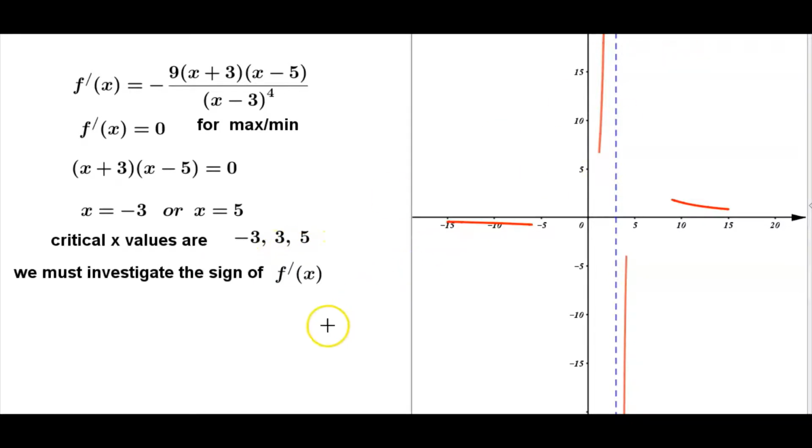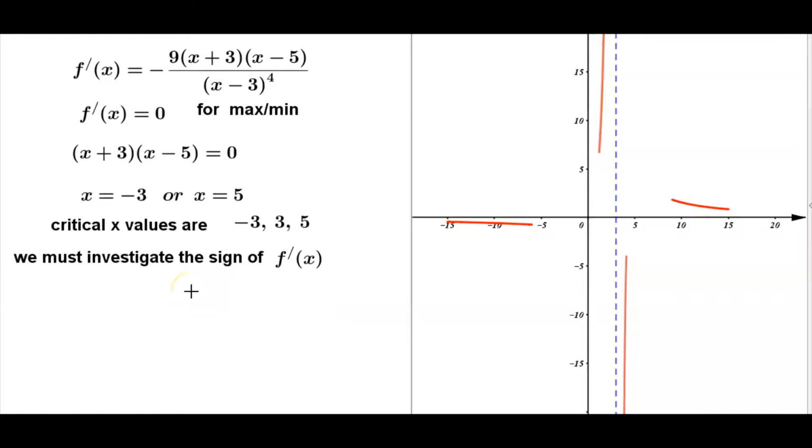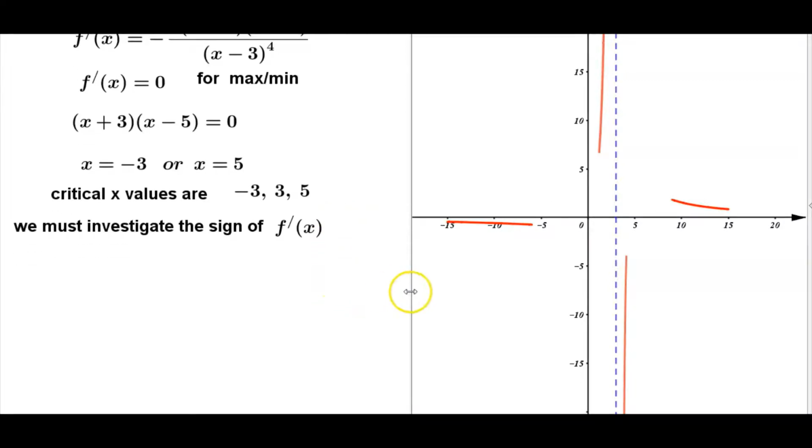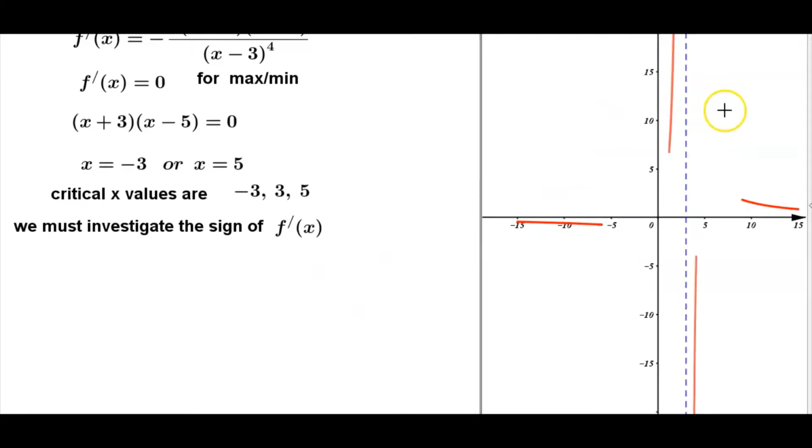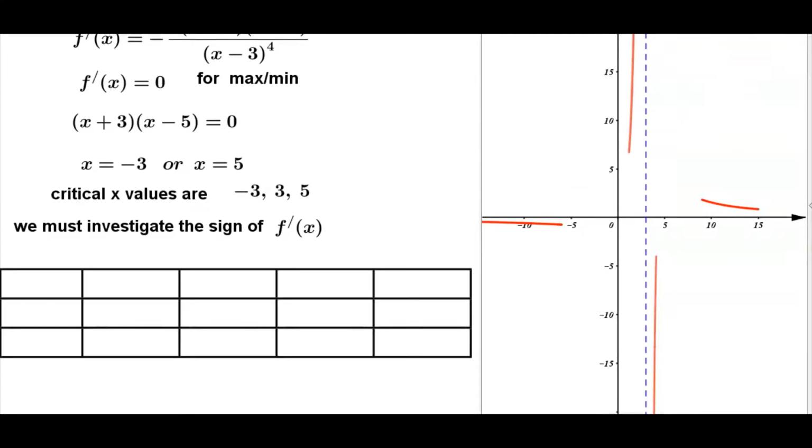Now, we want to investigate the sign of f dash x in four regions: when x is less than minus 3, when x lies between minus 3 and 3, when x lies between 3 and 5, and when x is greater than 5. What about the sign of f dash x? We want to investigate this.